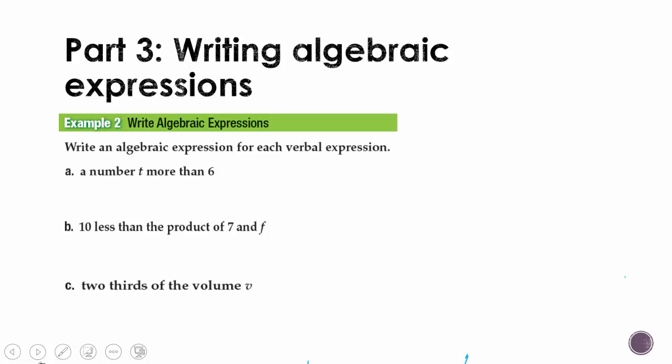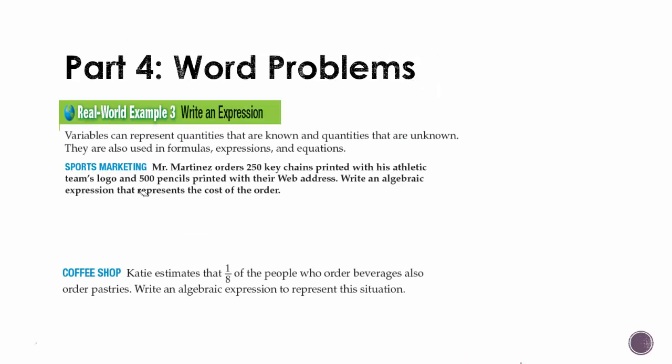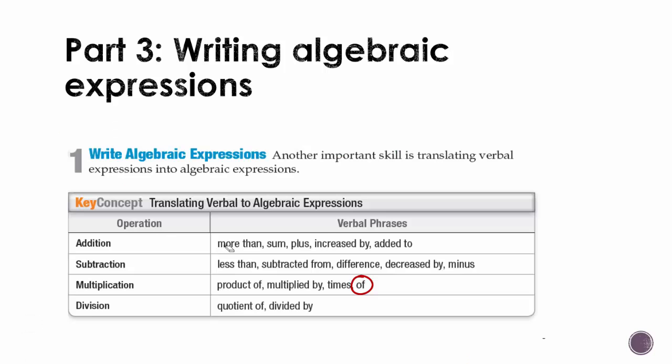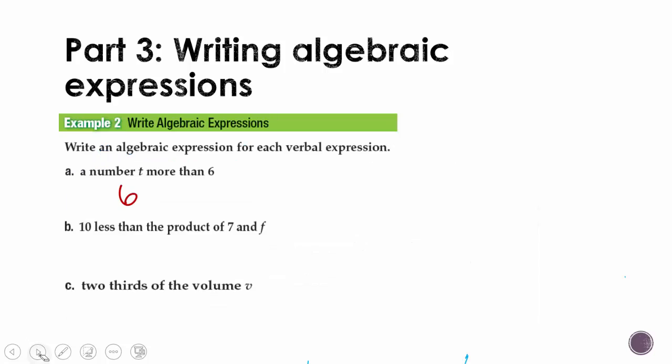So let's try to write an algebraic expression. So the first one says a number t more than 6. So stop and think about what that means. That means you have 6. And then you want t more than that. So if we come back here, more than means addition. So that means that we are going to add t to 6. Now remember our properties. We're going to go over them again later, but you can switch these around if you wanted to because it is a plus sign.